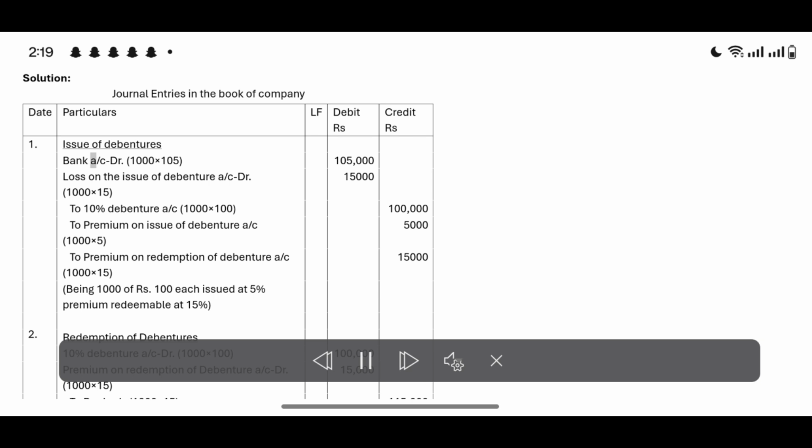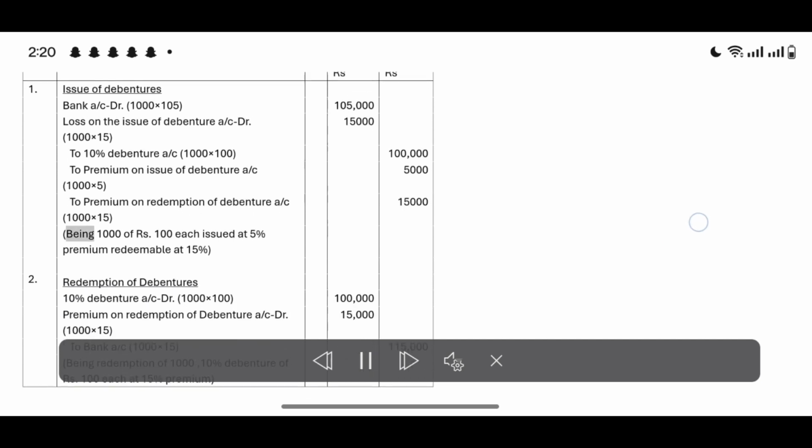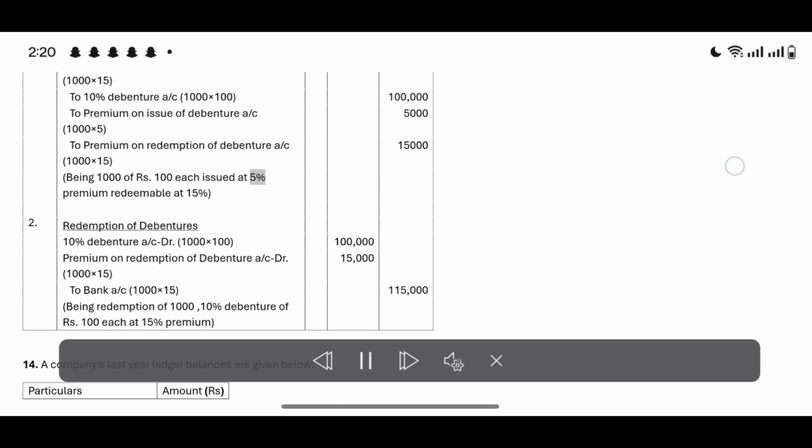2. Bank A/C Dr. 1,000 times 105, 105,000. Loss on the issue of debenture A/C Dr. 1,000 times 15, 15,000. To 10% debenture A/C, 1,000 times 100, 100,000. To premium on issue of debenture A/C, 1,000 times 5, 5,000. To premium on redemption of debenture A/C, 1,000 times 15, 15,000. Being 1,000 debentures of 100 rupees each issued at 5% premium redeemable at 15%.